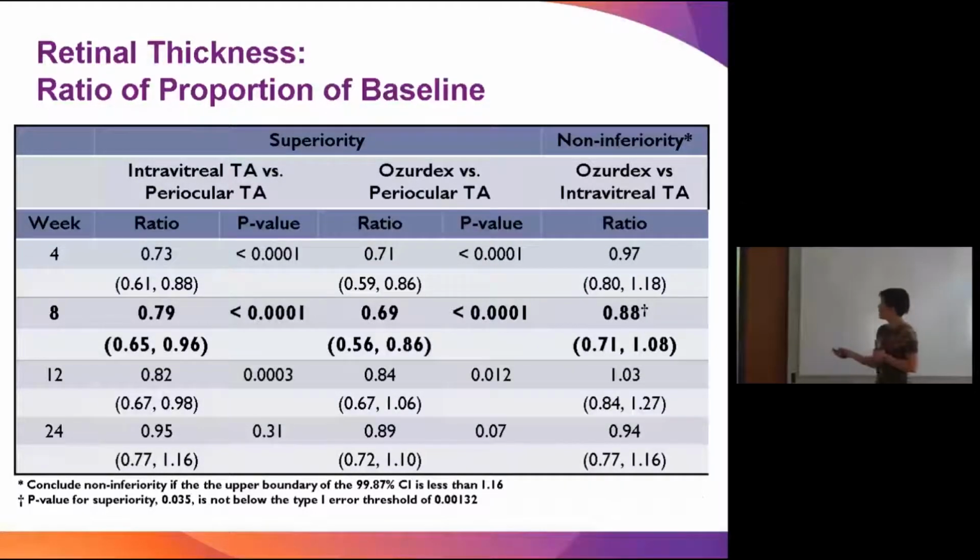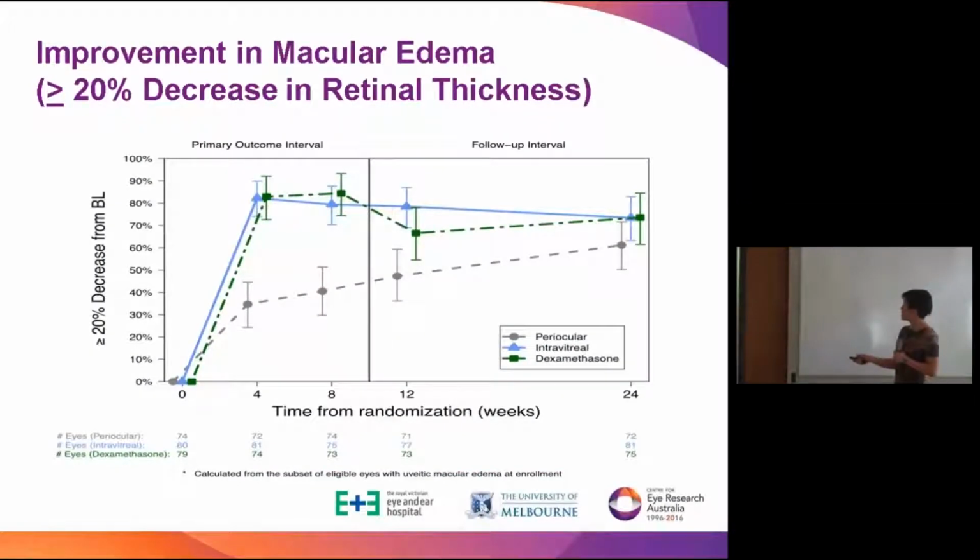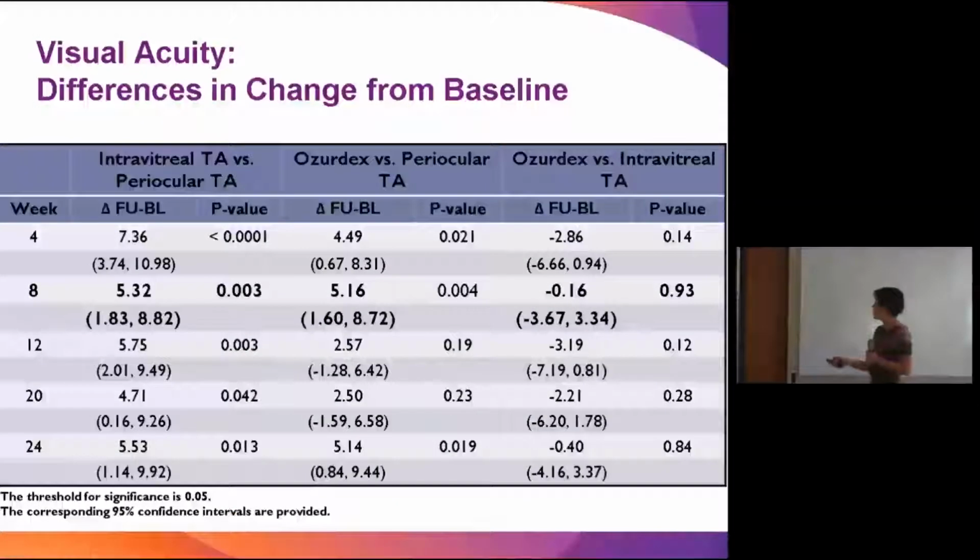And this is just a graph of that. This is Ozurdex and intravitreal as opposed to the periocular. They all get better, but the intravitreal injections are better. If we look at resolution, a similar sort of graph. Now, visual acuity. Change from baseline, again, they all got better, but if we compare triamcinolone versus periocular, again triamcinolone is better, and Ozurdex is better than periocular. No difference between Ozurdex and intravitreal triamcinolone with regards to vision gain.